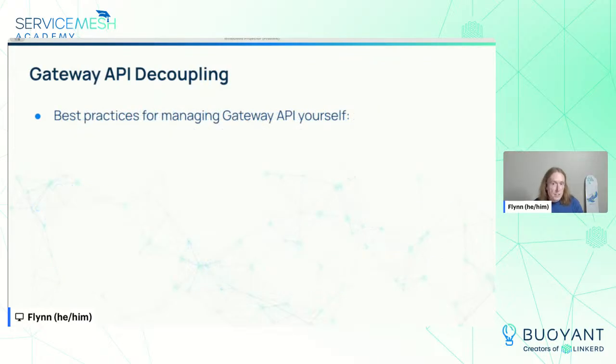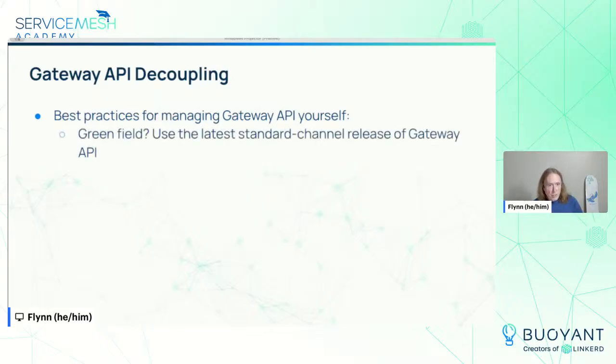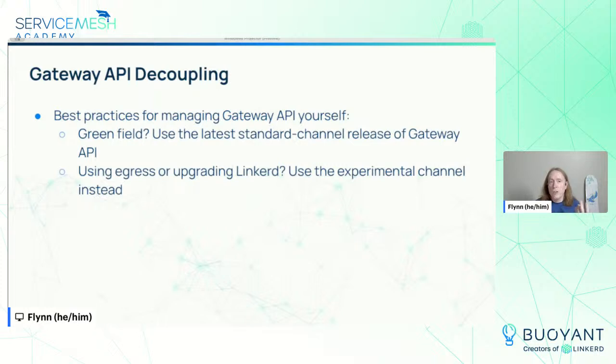The best practices, if you are managing Gateway API yourself, if you're doing a greenfield install of Linkerd 2.18, you should use the latest standard channel release of Gateway API. If you are upgrading, or if you know you need to use egress, use the experimental channel instead. We can talk more later if anybody has questions about exactly why this is, but those are Linkerd's recommendations for managing Gateway API yourself, which again is what we recommend you do.